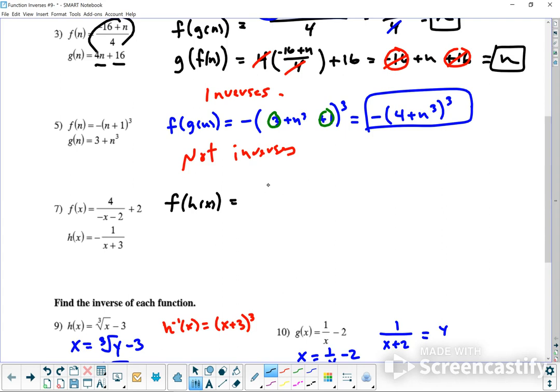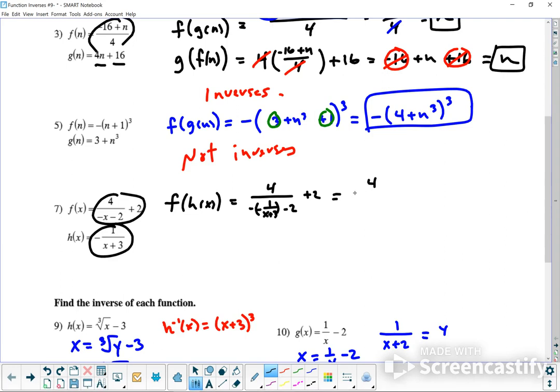So the f function looks like 4 over, and I'm looking right here, 4 over negative x minus 2 plus 2. No, you cannot add the plus 2 minus 2. And inside that parentheses, I'm going to put in negative 1 over x plus 3. I don't think I can do much here. Doesn't look like I can do anything, but you never know.